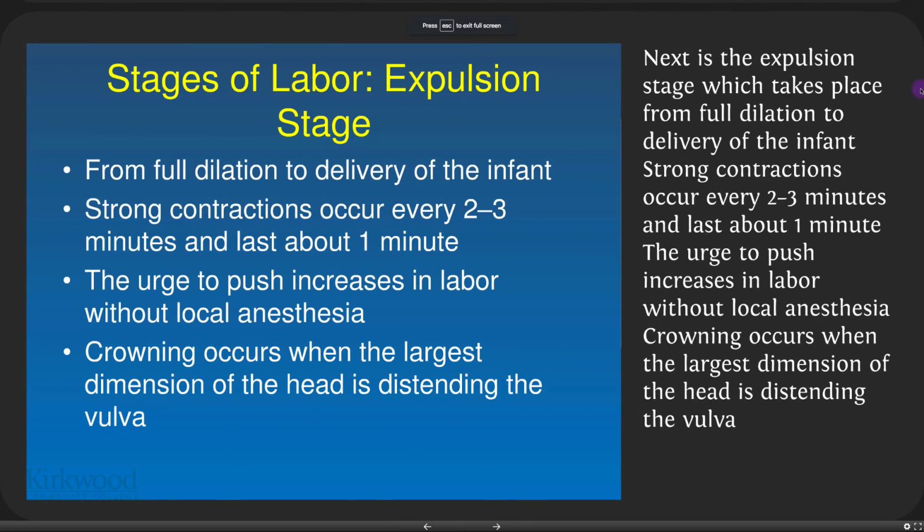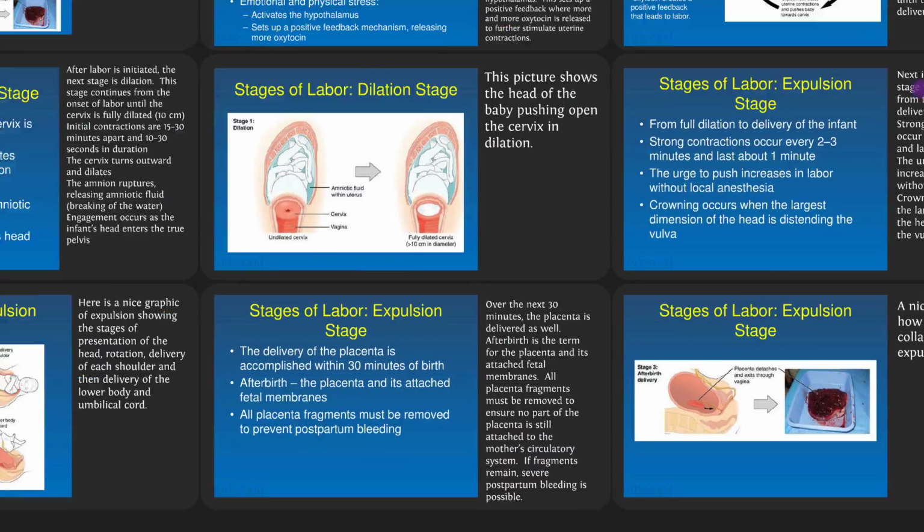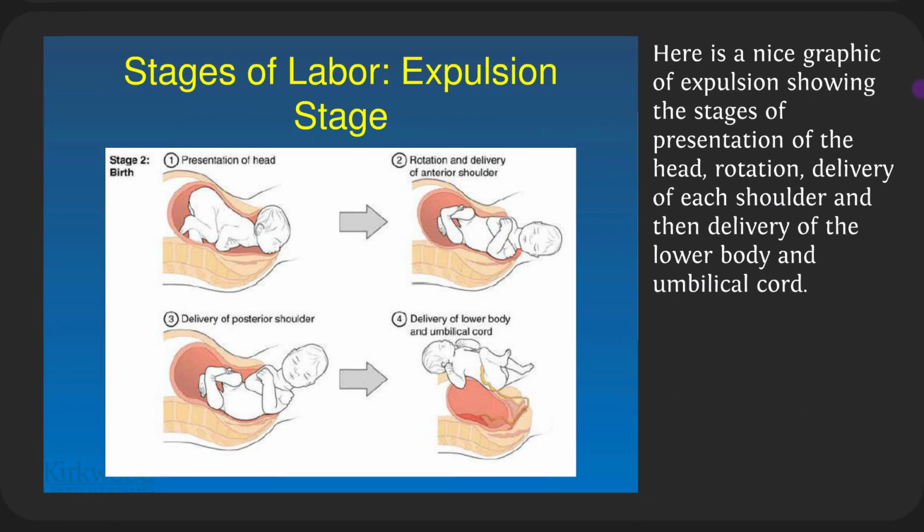Next is the expulsion stage, which takes place from full dilation to delivery of the infant. Strong contractions occur every 2 to 3 minutes and last about a minute. The urge to push increases if there's no local anesthesia, and crowning occurs when the largest dimension of the head is distending the vulva. Here's a nice graphic of expulsion showing the stages of presentation of the head, rotation and delivery, delivery of the posterior shoulder, delivery of the lower body and umbilical cord.